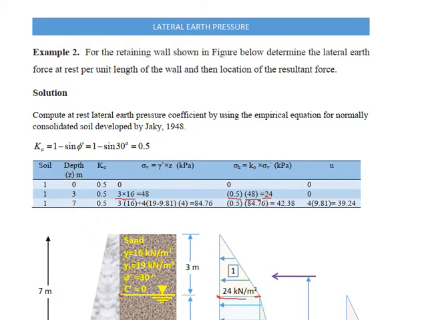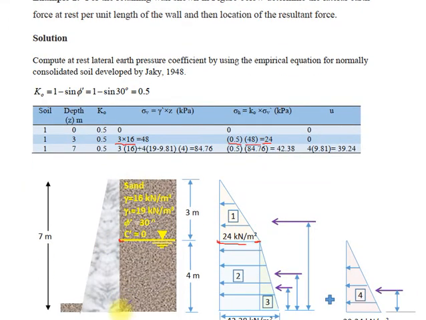Here at this point the stress will be 24. At 7 meters, at the bottom of the retaining wall, the vertical stress or overburden pressure equal to 3 meters multiplied by 16 plus 4 meters multiplied by gamma dash, 19 minus 9.81, equal to 84.76 kN per meter squared.